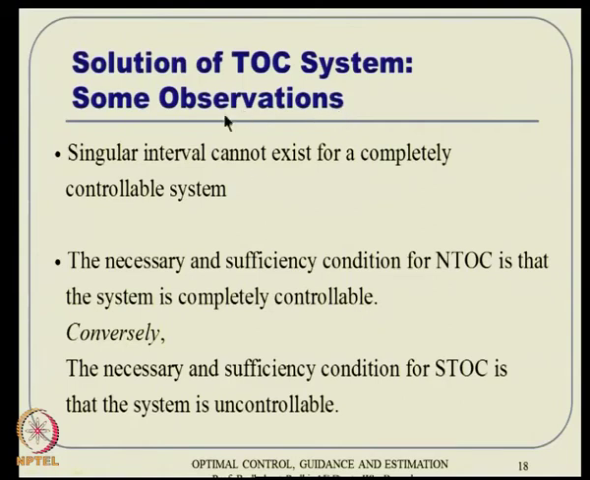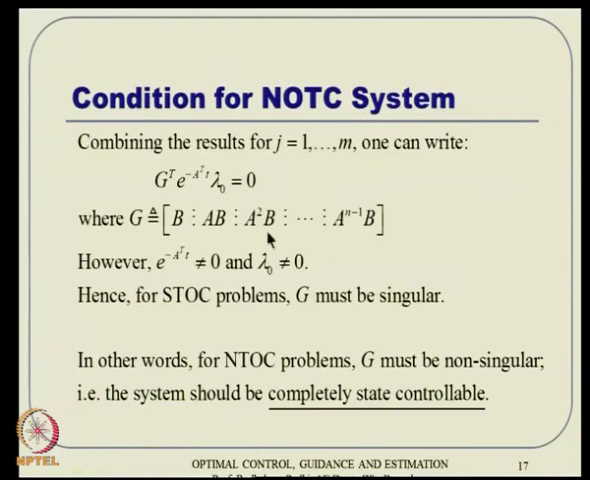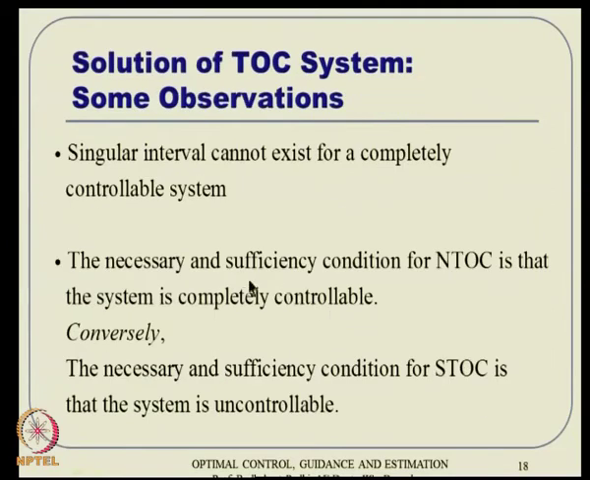Before doing that, some observations here. Singular intervals cannot exist for a completely controllable system, because this condition will not be satisfied. The second one is that the necessary and sufficient condition for normal time optimal control is that the system is completely state controllable. Or conversely, the necessary and sufficient condition for singular time optimal control is that the system is uncontrollable.